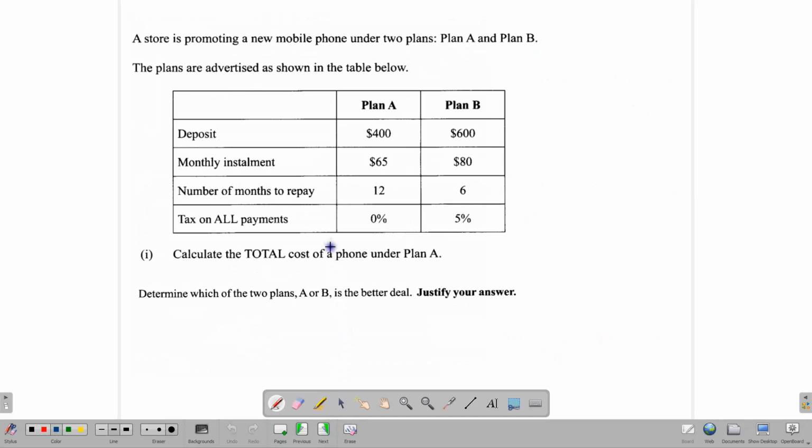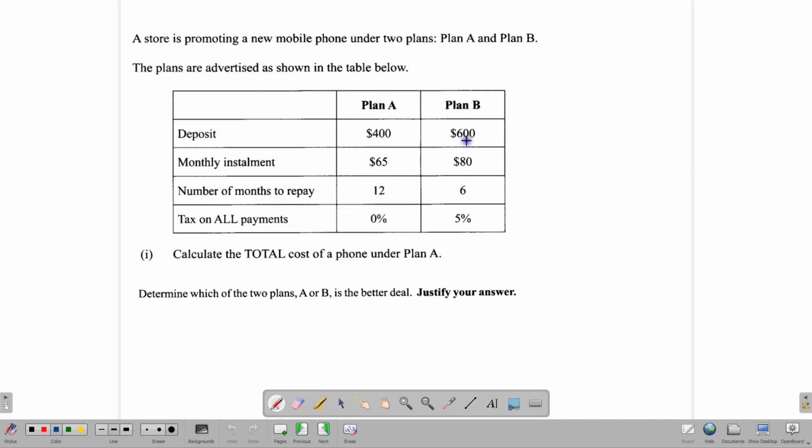Here we have a store that is promoting mobile phones on Plan A and Plan B. Hopefully it's the same phone. Again, you need to know if you're comparing apples and apples or apples and oranges. So here, Plan A. It says a new mobile phone on the two plans. So yes, we are comparing the same phone. Very good. Deposit is $400. Monthly installment is $65. Number of months to repay, 12 months. And that is Plan A for the phone.